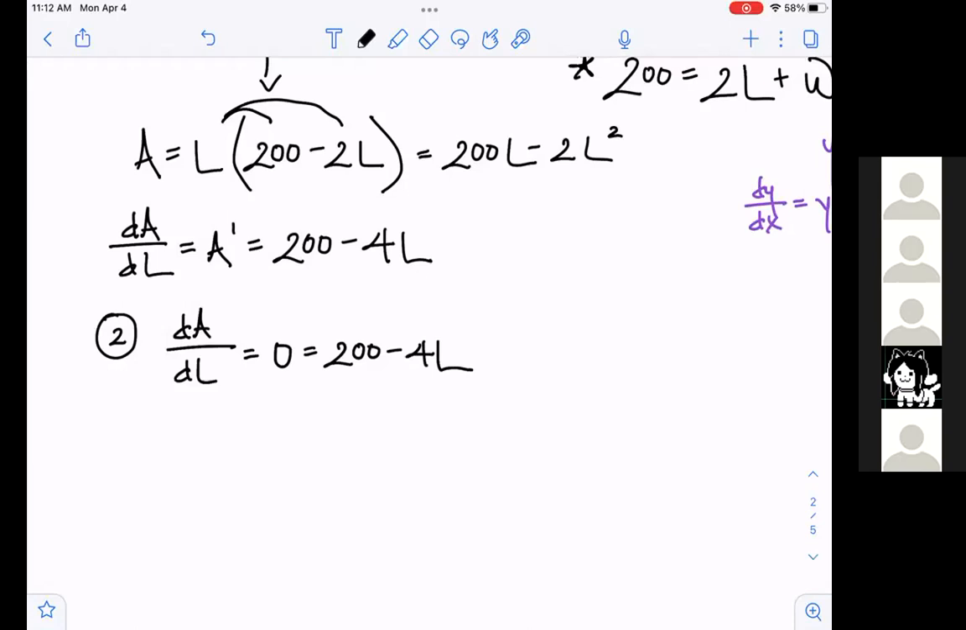All right. So we get L by itself. I'm going to add 4L to both sides. And I get L equals 50. And if this is all I wrote, I would lose some points for a couple of reasons. All right. What's one reason I might lose some points here if this is all I have?